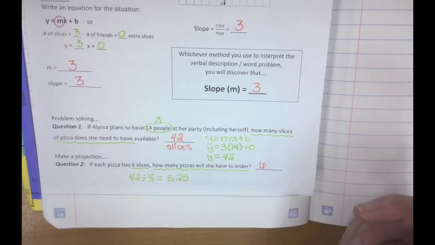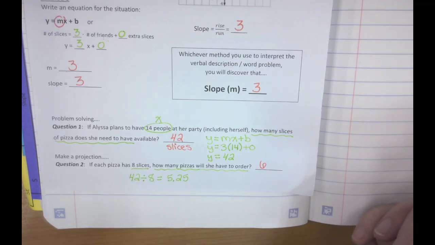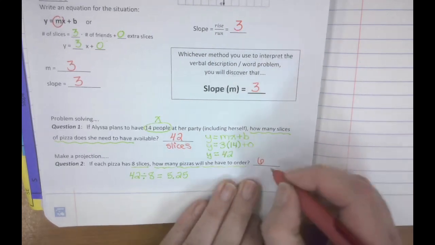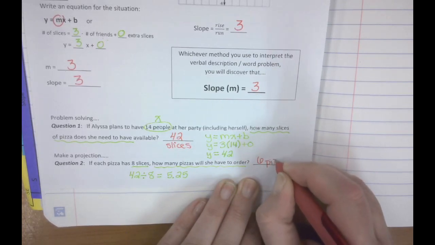We will have some extra slices. That's okay. We didn't need them, but that's the only way to be able to give all 14 people 3 slices apiece. So how many pizzas will she have to order? She will need to order 6 pizzas.